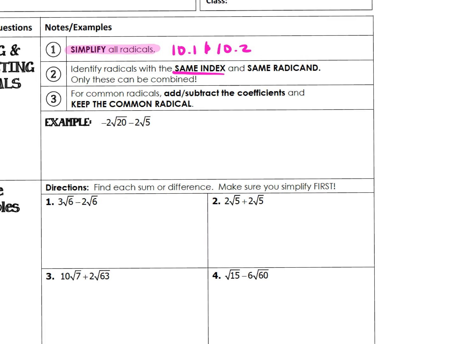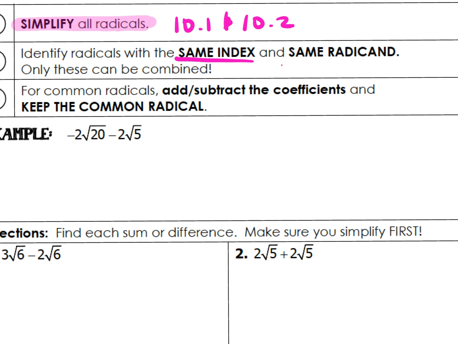Do you remember where the index is? It's this one, right? The index. So if it's a 3, that's a cube root. If there's nothing there, it's the square root, okay? So those have to be the same, and the radicand, what comes under the radical, has to be the same. You cannot add and subtract radicals if those two things aren't the same. So if they're different, you're done. You leave them alone.